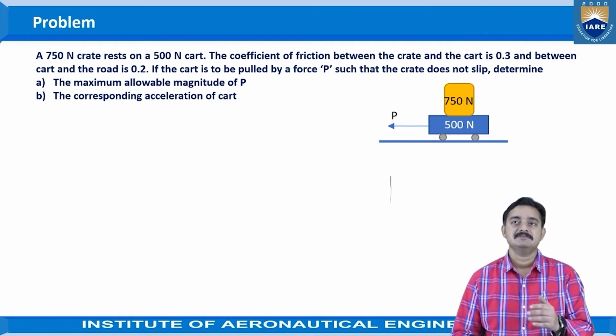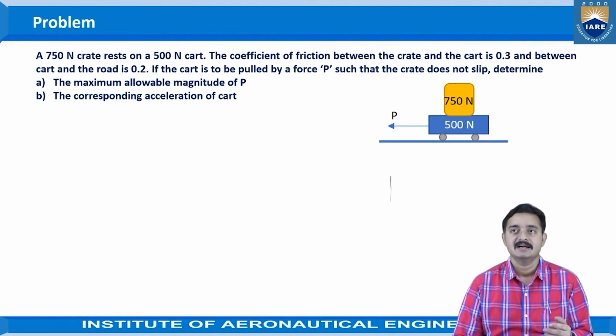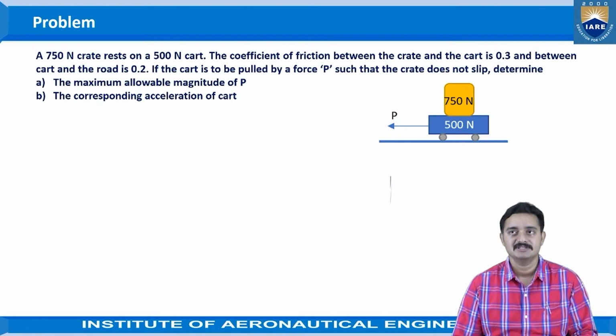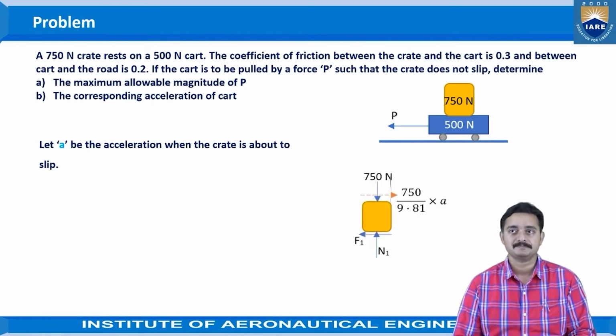So in this system, there are two objects, two bodies. One is the crate and another is the cart, and the force is being applied onto the cart. So we need to see that there is no slippage of the crate from the cart. So let A be the acceleration when the crate is about to slip.